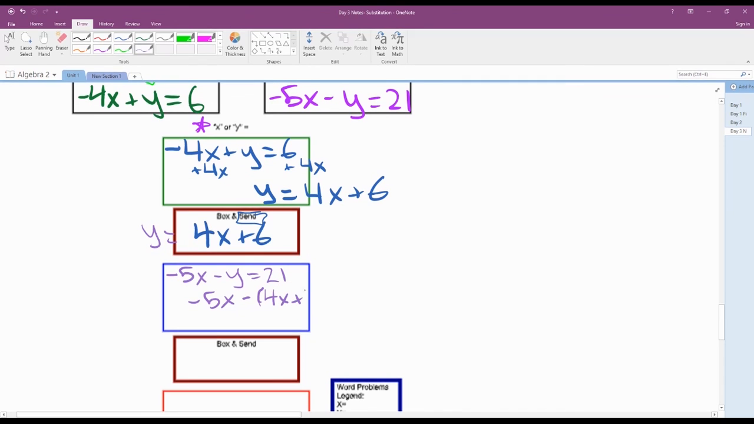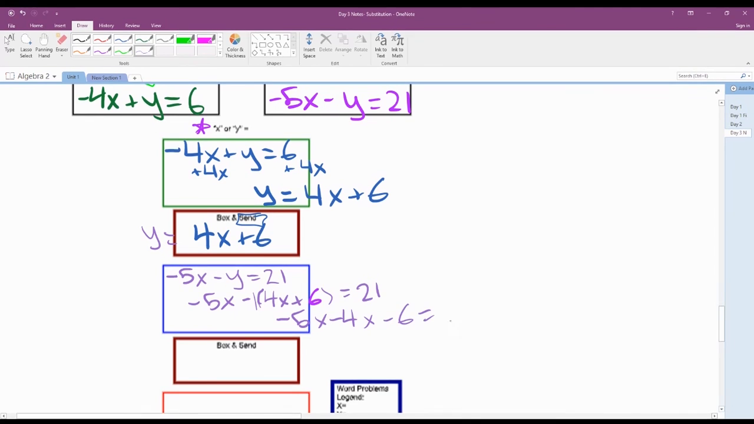I got 4x plus y, and I might run out of room, oops, plus 6, not plus y. I might run out of room here. Plus 6, equals 21. Okay, so because I have this negative, I have to distribute that because that's negative 1. So I get negative 5x minus 4x minus 6 equals 21.